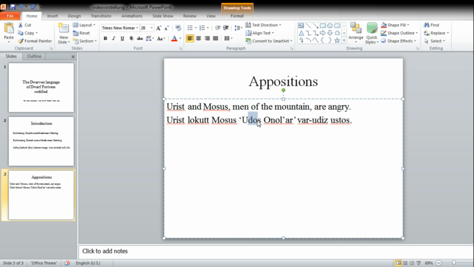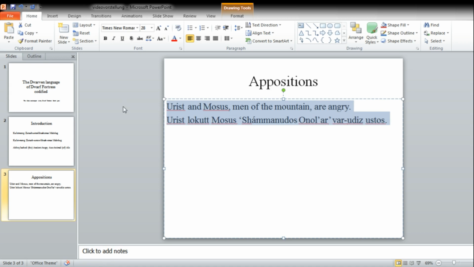Udos can mean man or men. However, in this case, it clearly refers to more than one. Or maybe not. Maybe it's Eurist, who's just some guy, and also Moses, the man of the mountain. However, I think this example makes pretty clear that it's referring to more than one person. But I suppose you could add the... Oops, that's not correct. Shamanudos. Then that would be Eurist and Moses, many men of the mountain, are angry. But again, the shaman is not necessary.